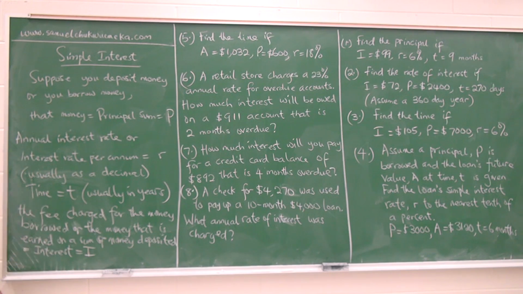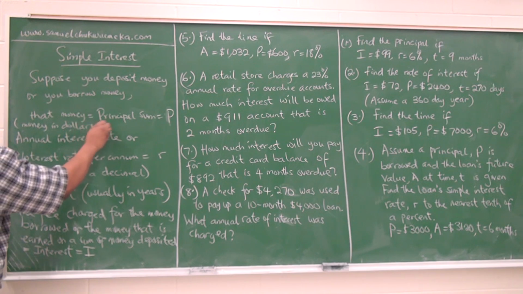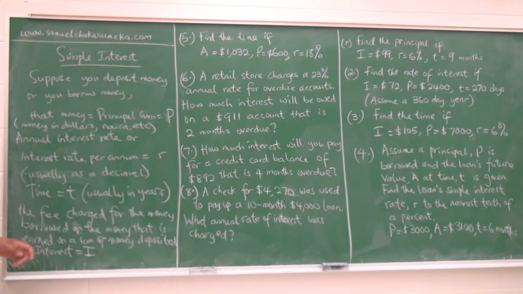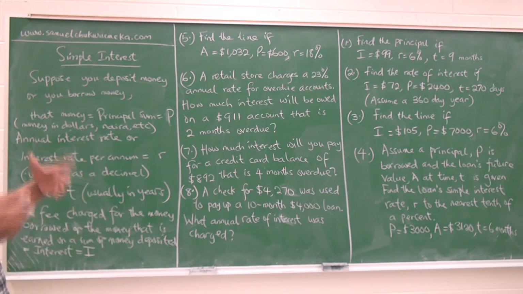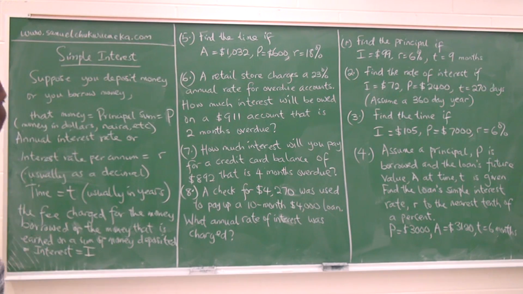Now we mean simple interest. So the principal sum of money is your money in dollars, right? Well, in Nigeria we use naira, etc. Okay, that's money in dollars, in naira, in yen, in all these other currencies, in dinar and so on.